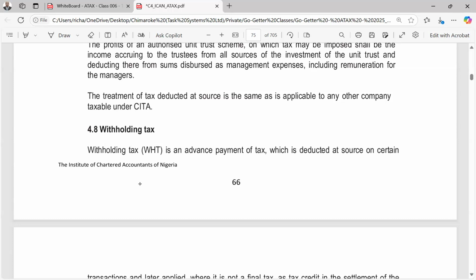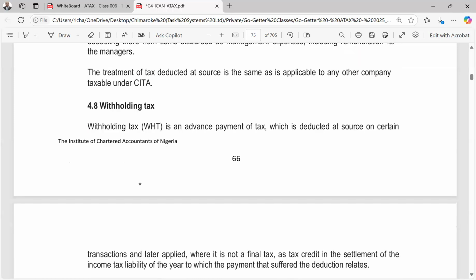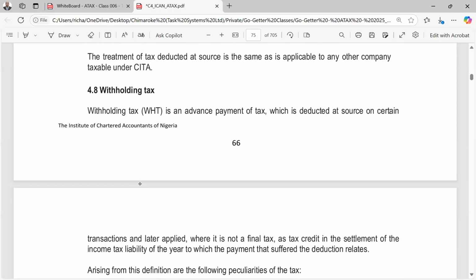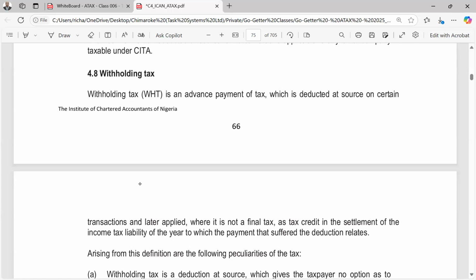Then withholding tax. Withholding tax is an advance payment of tax, which is deducted at source on certain transactions and later applied, where it is not a final tax, as tax credits in the settlement of the tax liability to which the payment has suffered the deduction rates. Now, let me give you an example.